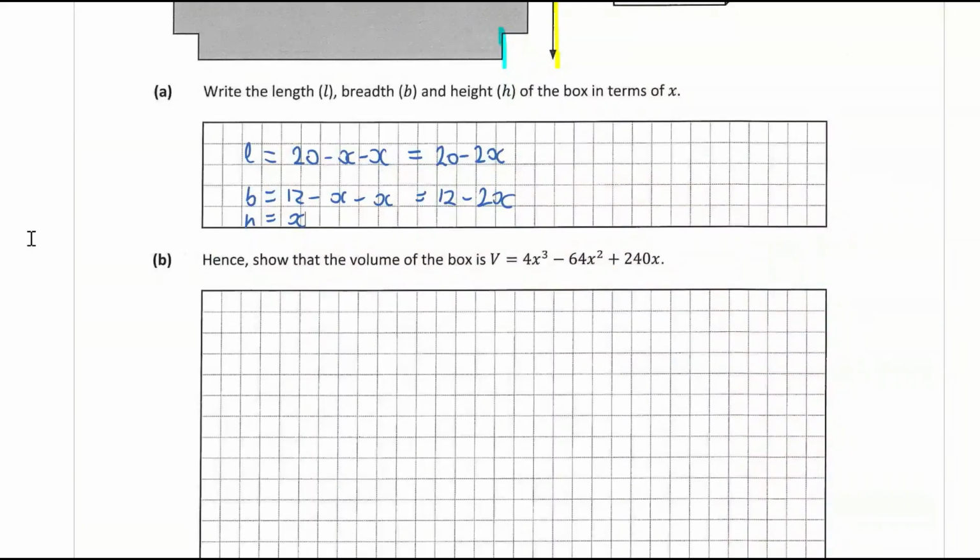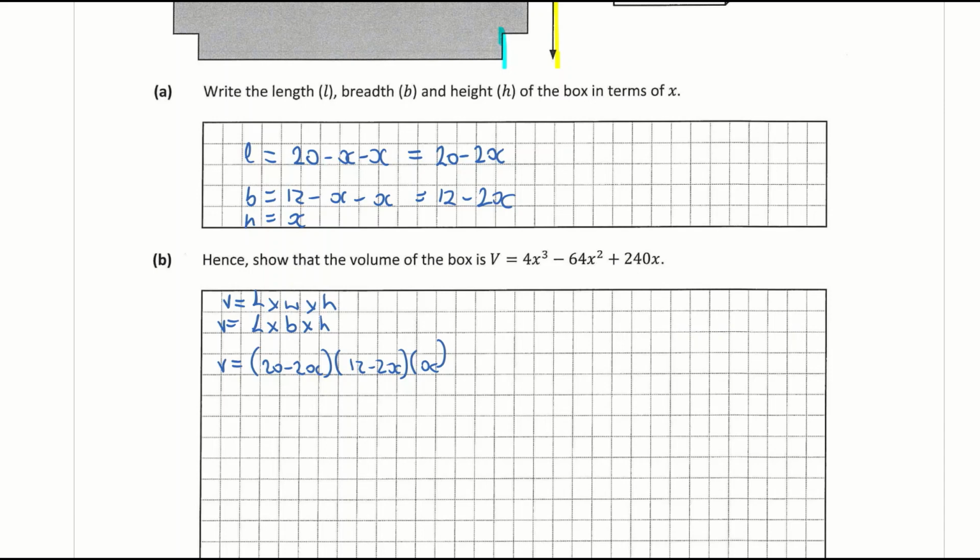Looking at part B then, it is asking us to hence show that the volume of the box can be represented by this function, the volume V. So we have our formula for volume as length by width by height. In this case, width is the breadth, so we'll just change that around: length by breadth by height. And if we fill that in, our length is 20 minus 2x, our breadth is 12 minus 2x, and our height is x.